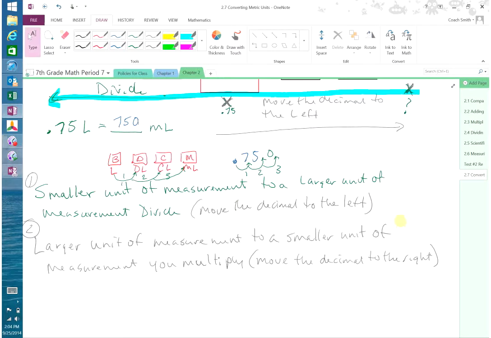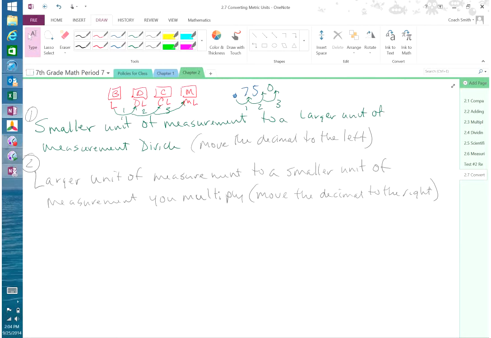Okay, let's look at another example. Obviously, you can still see your boxes at the top. You don't have to rewrite that big thing every time. Let's look at this one. 3,528 meters is equal to blank kiloliters. Or kilometers, excuse me, not kiloliters. Can't convert meters to liters.